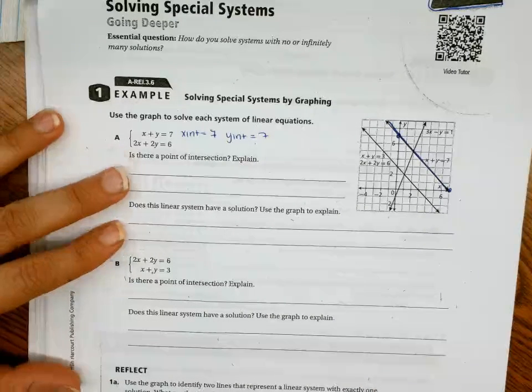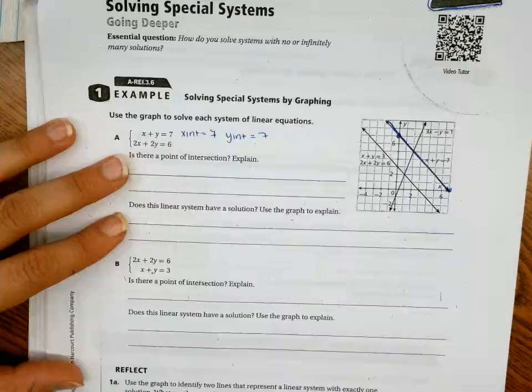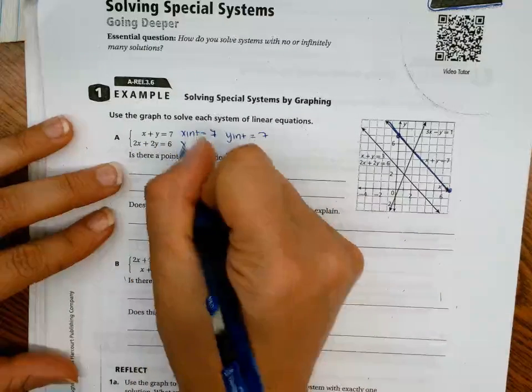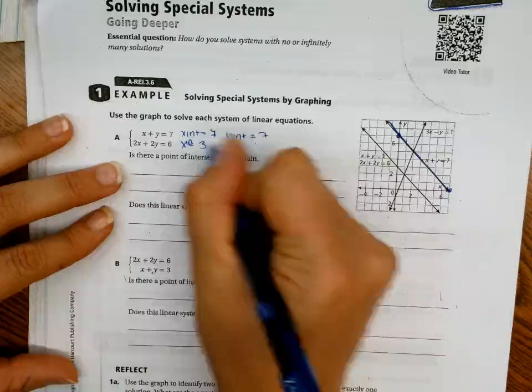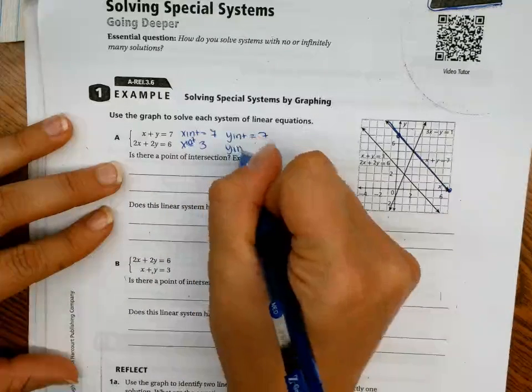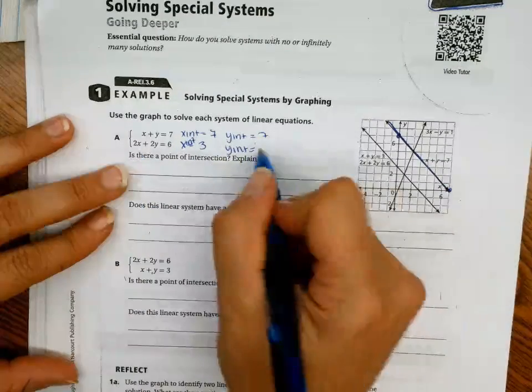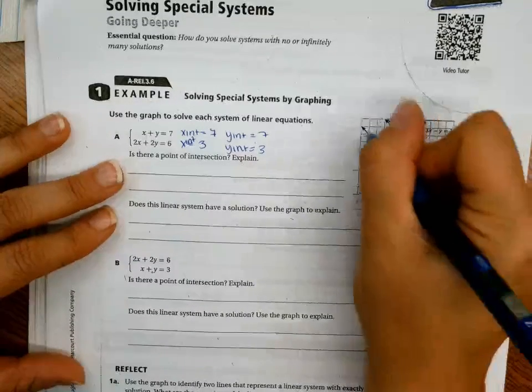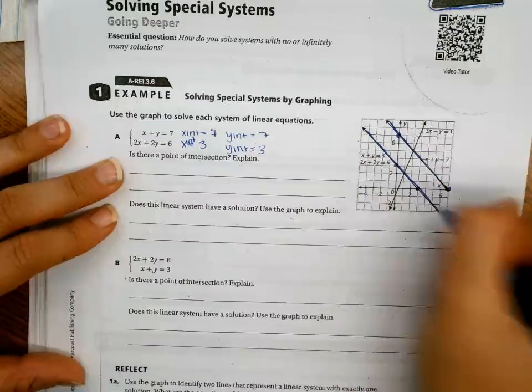Our second equation, we can do the x and y intercepts again. Your x-intercept is when y is 0, so that's going to be at 3. And the y-intercept is also at 3. So we go to 3, and we go to 3, and we connect that line. So we have these two lines.